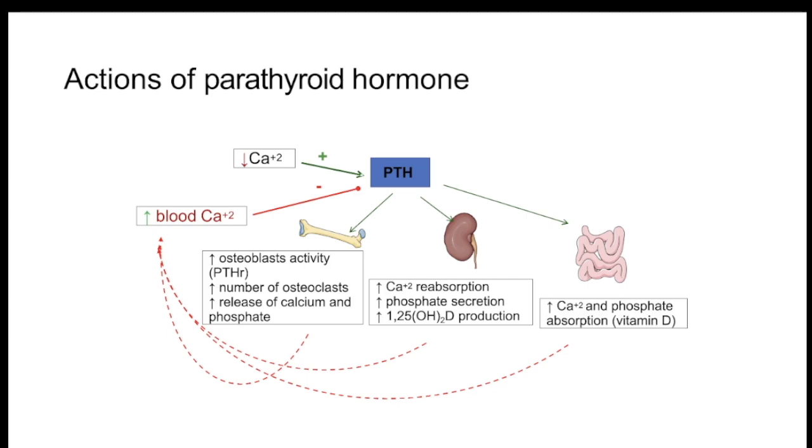So, whenever the calcium levels are low, the parathormone secretion is stimulated, which leads to an increase in the osteoblastic activity in the bones. The number of osteoclasts increases, thus, greater bone turnover is seen, leading to an increased release of calcium and phosphate. It also affects the intestine and increases the absorption by increasing the active form of vitamin D in the kidneys, and calcium reabsorption and phosphate secretion is again increased in the kidneys. All of these lead to an increase in the blood calcium.